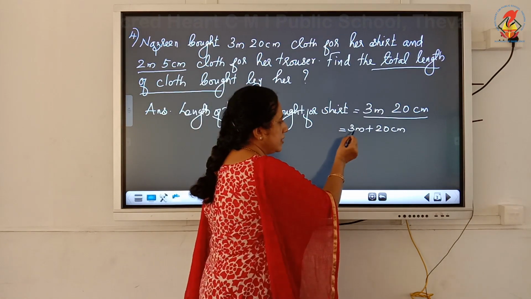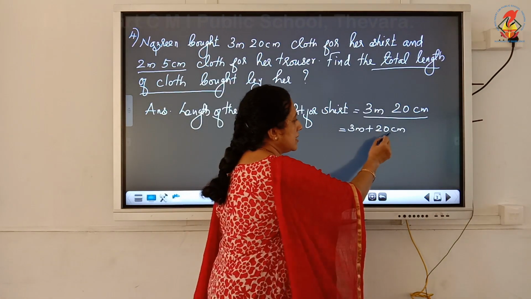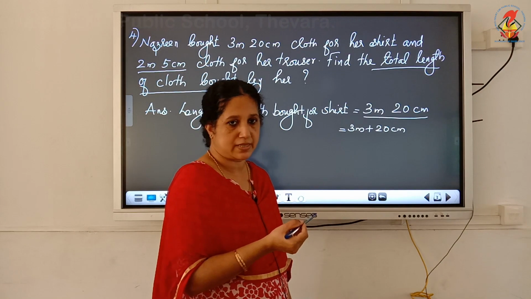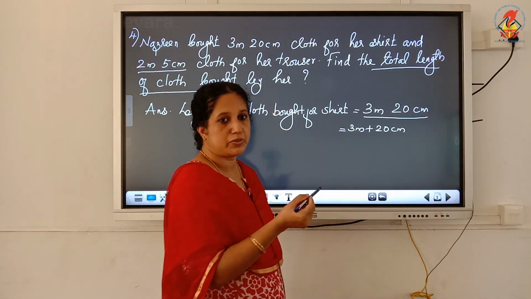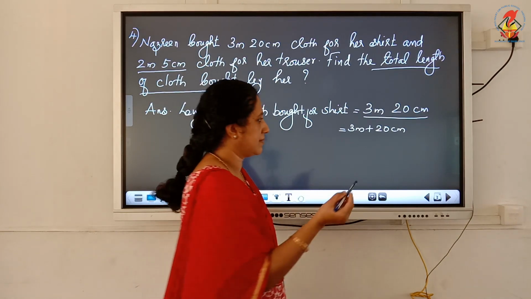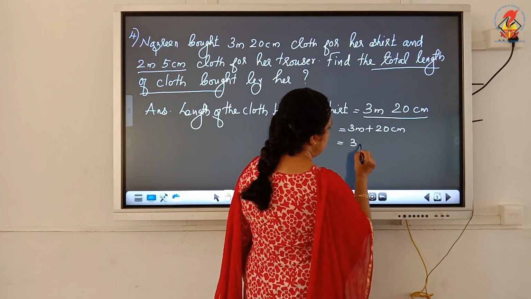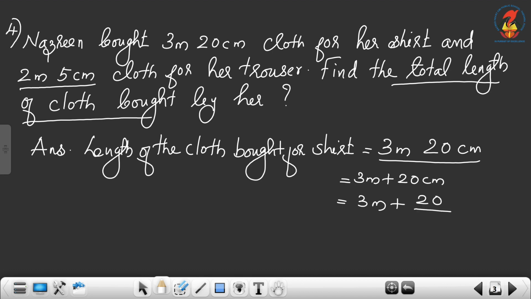So 3 meter is already in meters. This 20 centimeter we have to convert into meters. So in order to convert centimeter to meter, what do we have to do? We have to divide by 100. So we can write it as 3 meter plus 20 by 100 meters. So we have to write this 20 centimeter in terms of meters. In order to convert a centimeter to meter, we have to divide by 100.